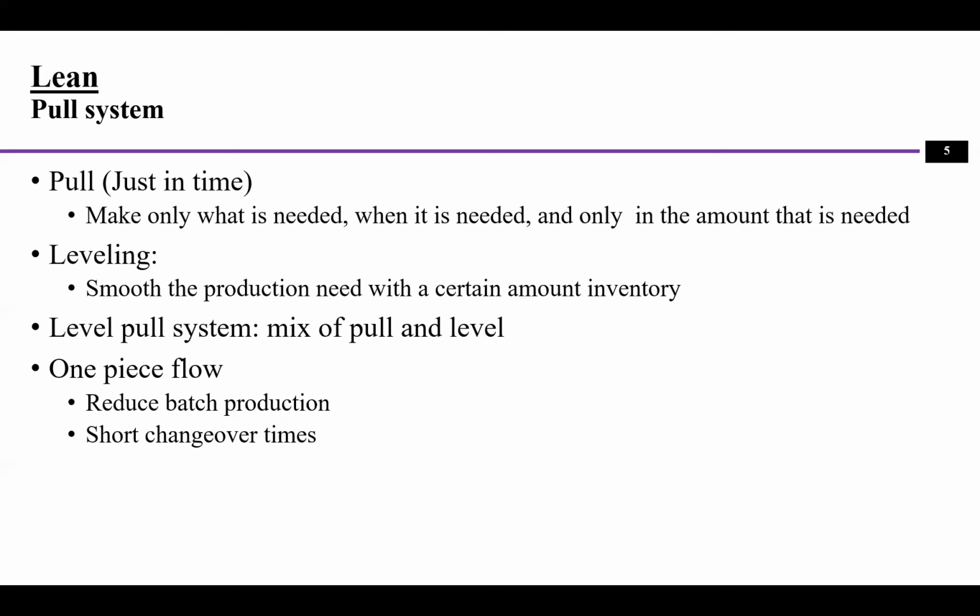Another term here is one piece flow. So one piece flow means when we are doing the batch production, there's a lot of waiting time for other parts in the batch to be finished. And so that's why we probably want to reduce the batch production to a certain size, right? To a certain size that is more efficient, because every time you change a batch, there will also be a setup time, right? Think about production time and the setup time.